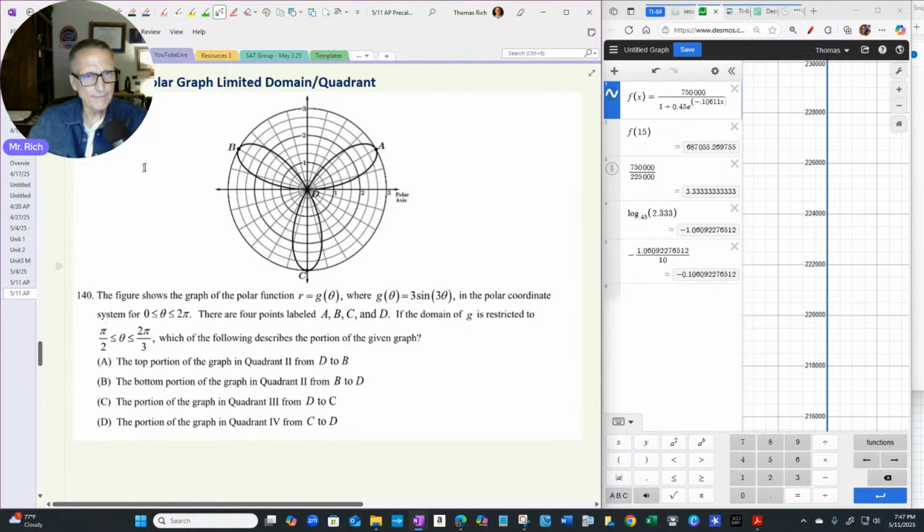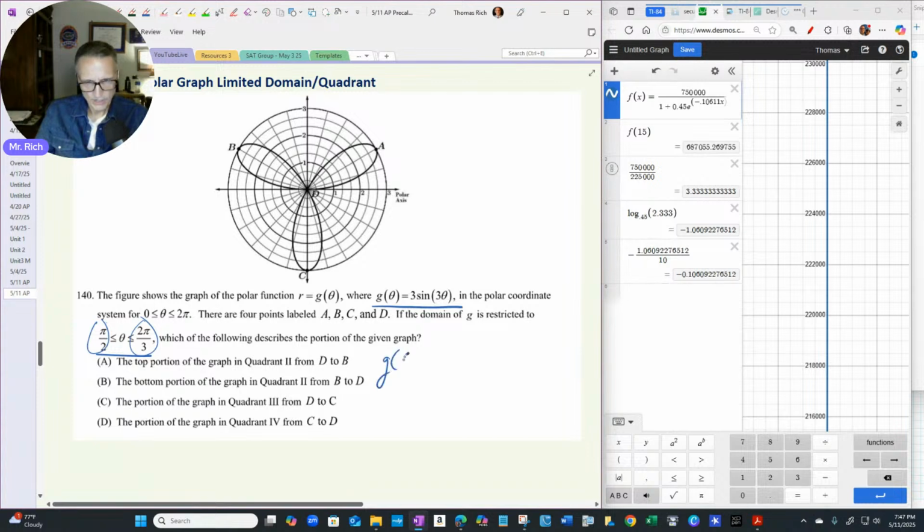Polar graph with a limited domain and quadrant question. Here they show you that g of theta is 3 sine 3 theta. And it says there's 4 points labeled A, B, C, D. If the domain is restricted, which of the following describes the portion of the given graph? Okay. So the way that you want to do this is you want to evaluate this function at the 2 endpoints of the restricted domain.